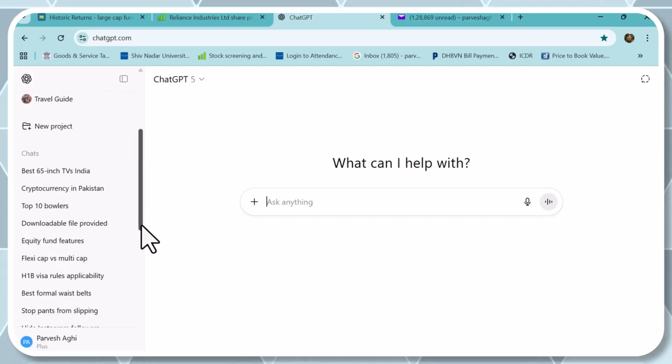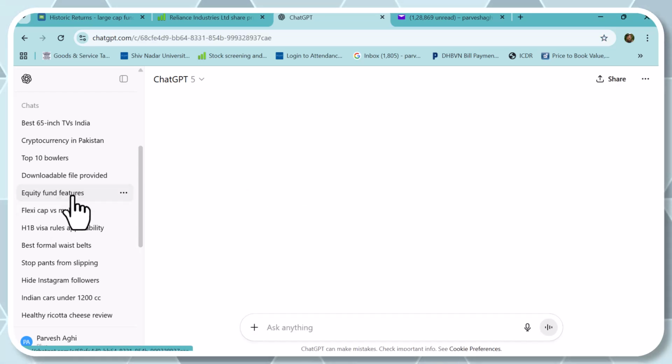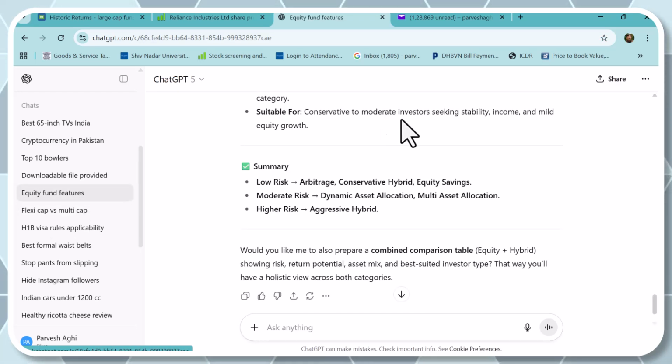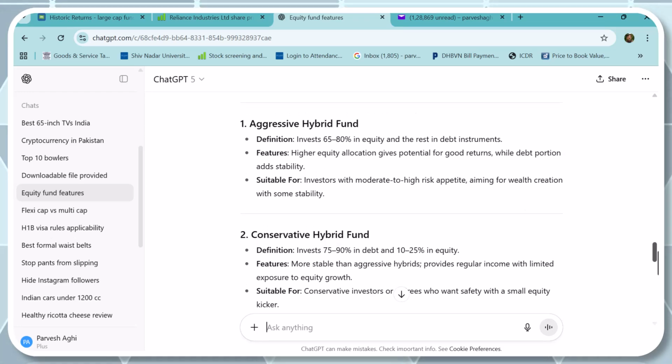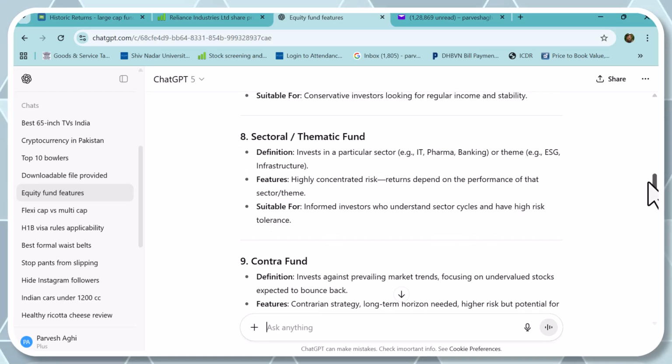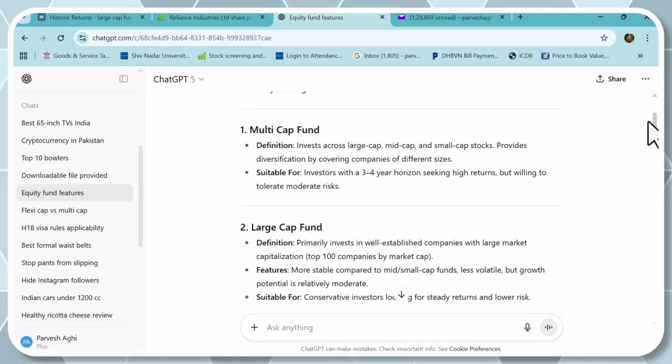Can you see this ChatGPT on the screen? Yes, sir. Okay. So now, there are a lot of funds, about 12 categories. Okay, fine. So the first one is called multi-cap. We'll talk about that later. The second is called large cap. Okay, so large cap we have done.